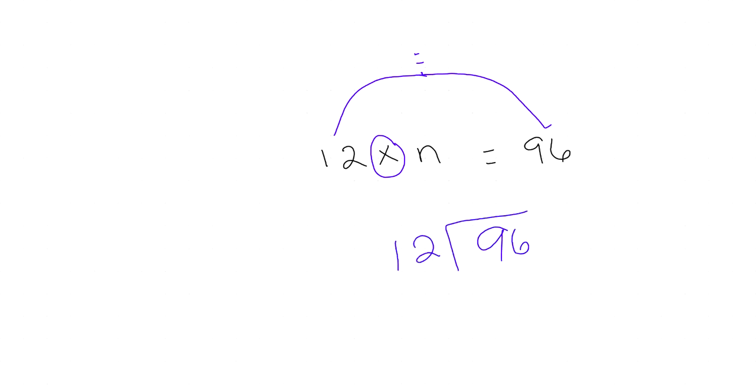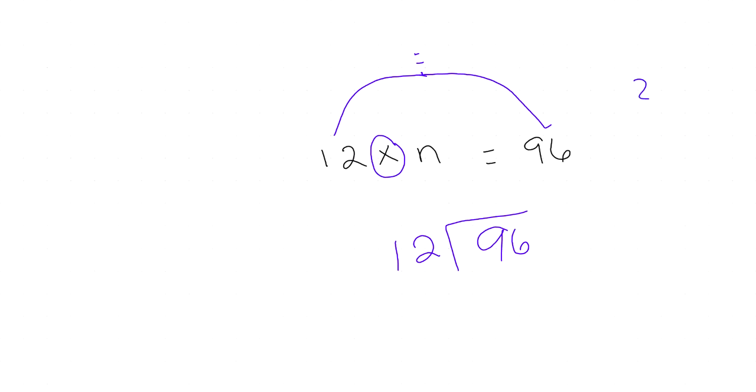12 can't go into 9. Uh-oh, looks like we have to do some work. So I know that 12 times 5 is 60. I know that 12 times 6 is 72. Now, what is 12 times 7 and 8? I don't really remember, so let me write it out.